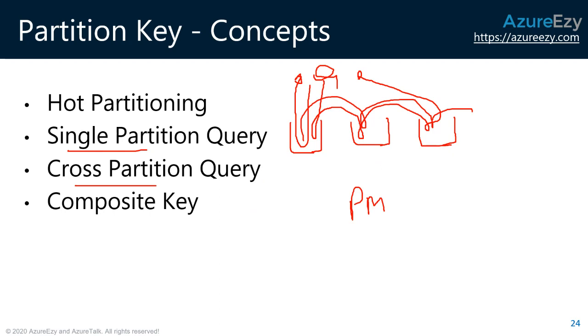But you must be wondering, how can we get rid of that completely? Well, that is for sure not possible, but we still try to have minimum cross partition queries. Okay, so that is the cross partition and single partition query. We understand the concept of hot partition. We don't want that. Single partition query, we want that. Cross partition query, we try to avoid that. And we have to choose such a key which will have these things that we are talking about.